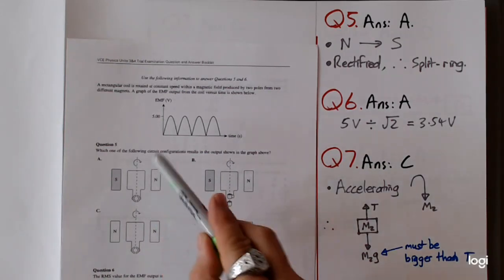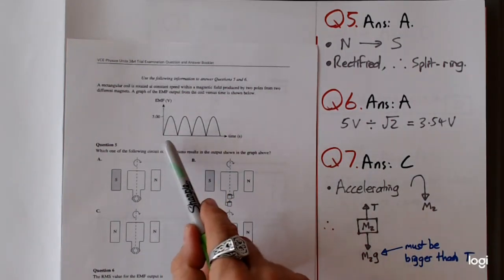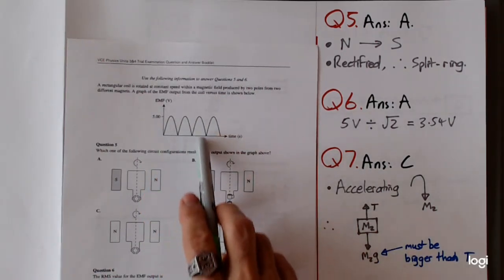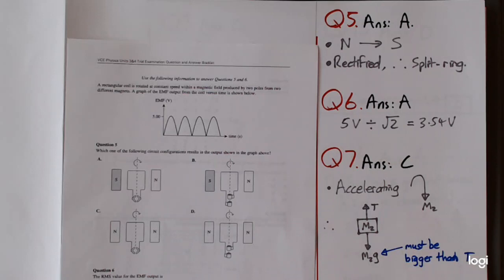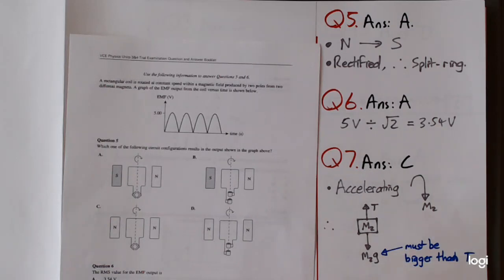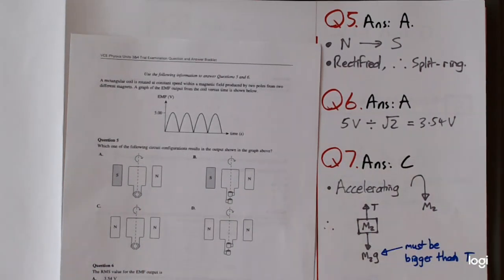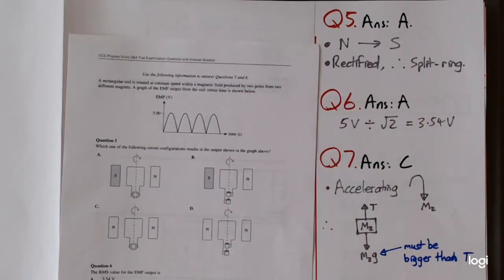So firstly, if there's no up and down, if there's no actual changing of the direction of the EMF, then the voltage must be rectified because a loop spinning inside a magnetic field will always make AC. This is no longer AC, this is now DC, so it has been rectified. And the only way to do that is with a split ring commutator, and they are split ring commutators, so it must be either A or C. So forget those two.